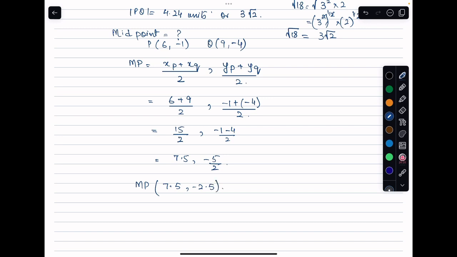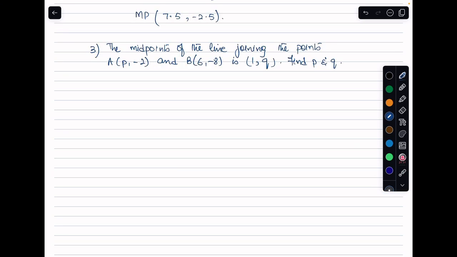So this is how we will be finding the distance and the midpoint for the two given points that we have. So the question says the midpoint of the line joining the points A (P, -2) and B (6, -8) is (1, Q). So find P and Q. To do that, we know the coordinates of A: the x coordinate is unknown, it's P, and the y coordinate is negative 2. B has coordinates 6 and negative 8, and they have given us the midpoint, which is (1, Q). So if they have given us the midpoint, then we should be applying the midpoint formula.